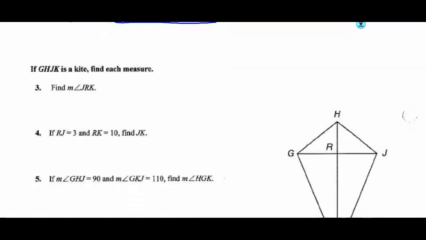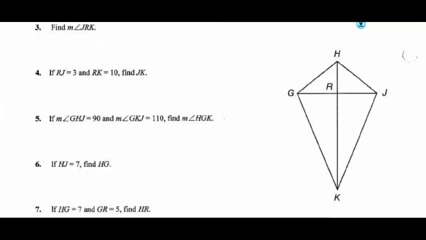So the last problems to try, here is this picture. The first one says we have a kite over here. Find JRK. If this is a kite, I know that HG is congruent to HJ. I know these are congruent. I know this big angle is congruent to this big angle, and it said diagonals were perpendicular. So when it says find JRK, the measure of JRK is going to be 90 degrees.